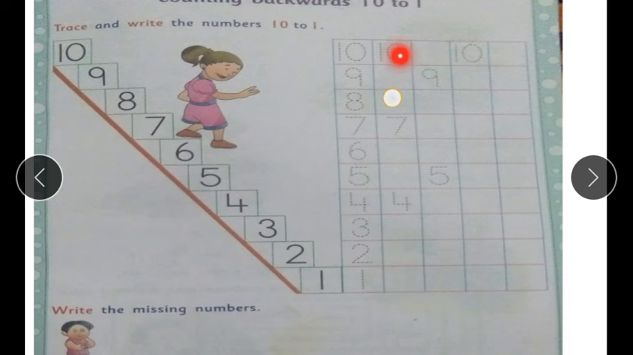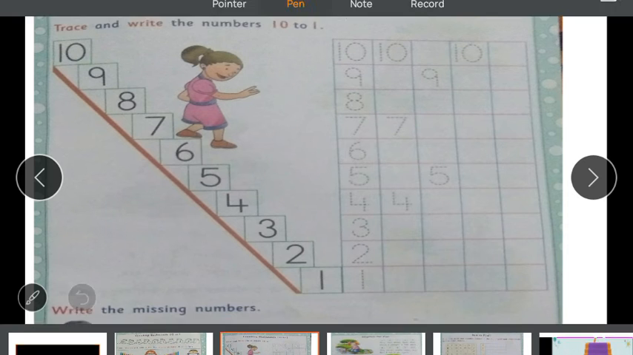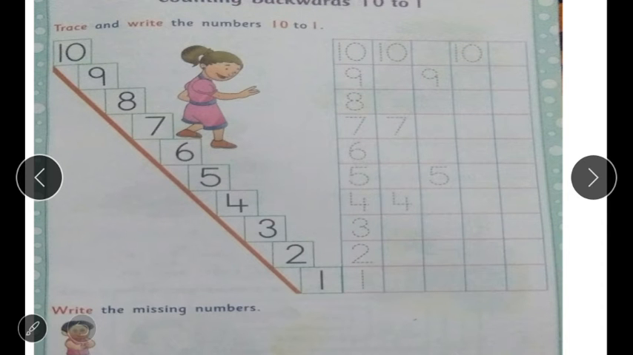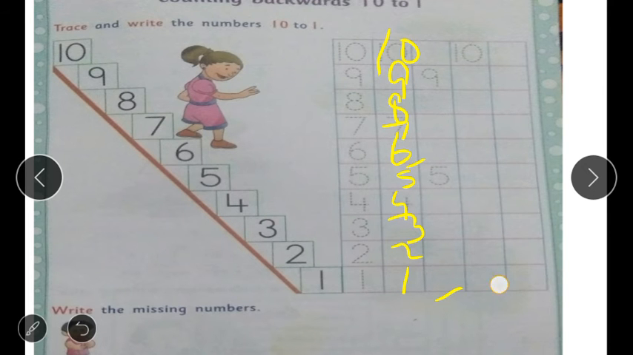Now you have to write in this box 10, 9, 8, 7, 6, 5, 4, 3, 2, 1. While writing, you have to take out your pencil and write in the given box 10, 9, 8. You have to speak along with writing. While writing, you have to speak 7, 6, 5, 4, 3, 2, 1. Similarly, you have to complete all these boxes.